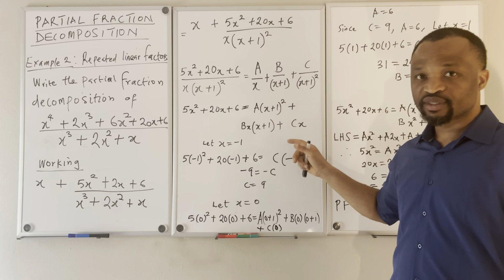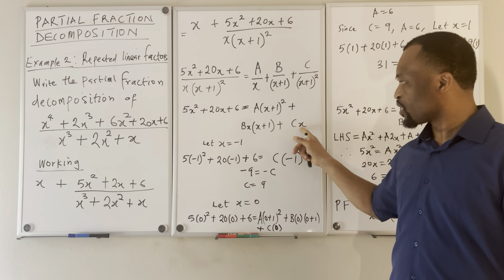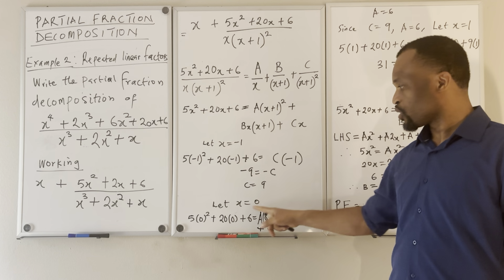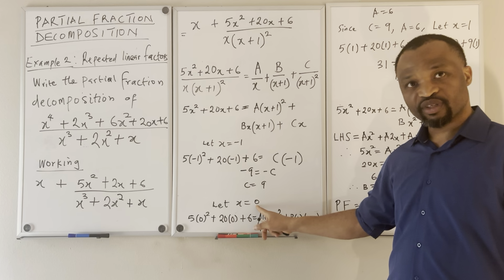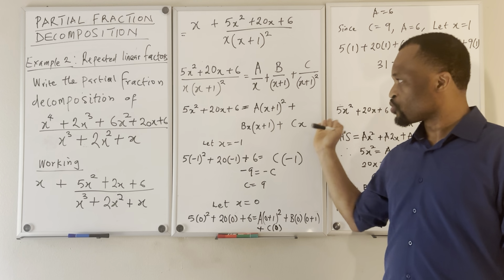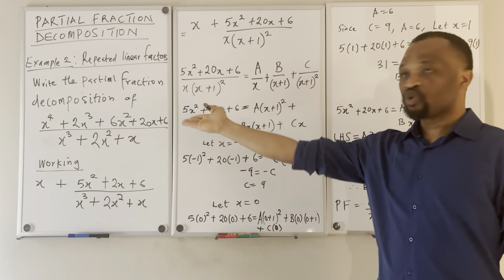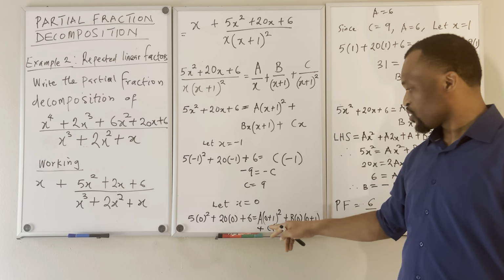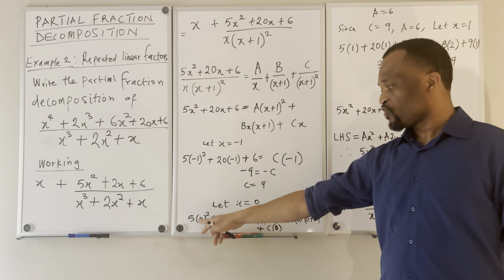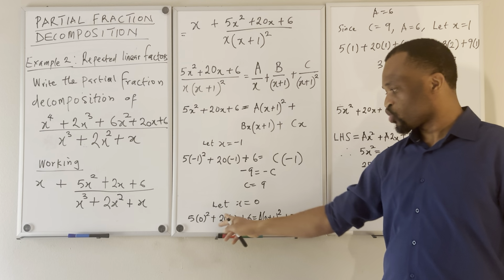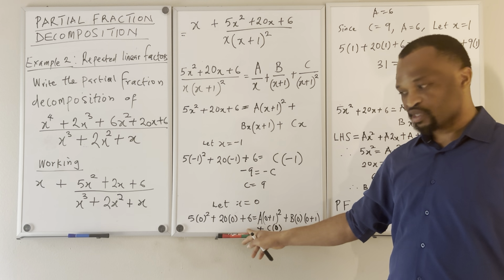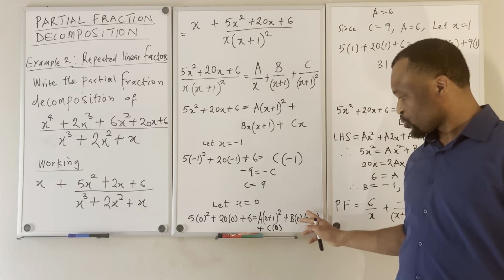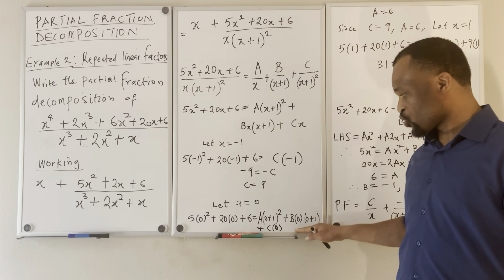Now to do that, what value would x take for me to have all of this be 0? x has to take 0. And that's why I had to say let x be equal to 0 here. When I make x equal to 0, I substitute x equals 0 into the whole expression I have here. When I do that, we will have 5 into bracket 0 raised to power 2 plus 20 into bracket 0 plus 6 is equal to a into bracket 0 plus 1 raised to power 2 plus b into bracket 0. All of this are the expressions we're going to have.